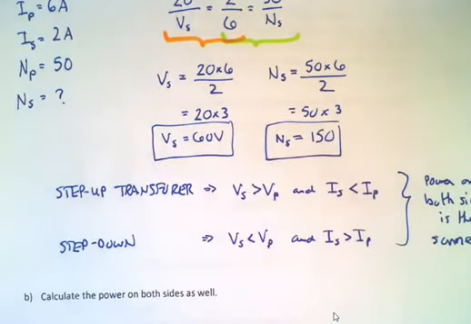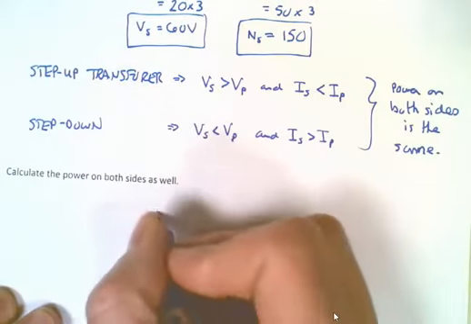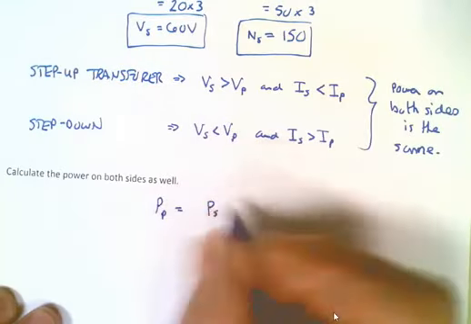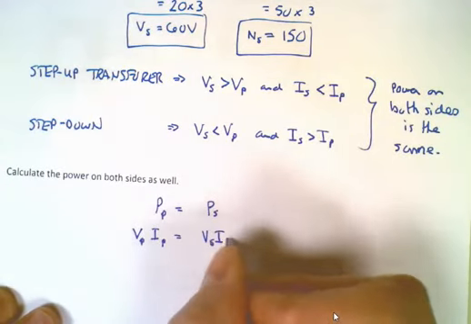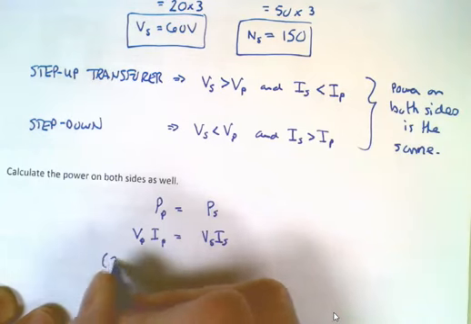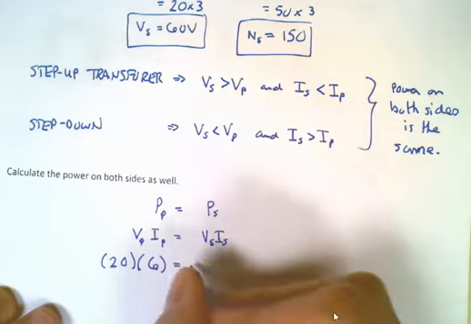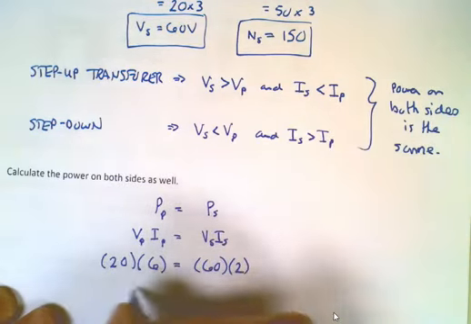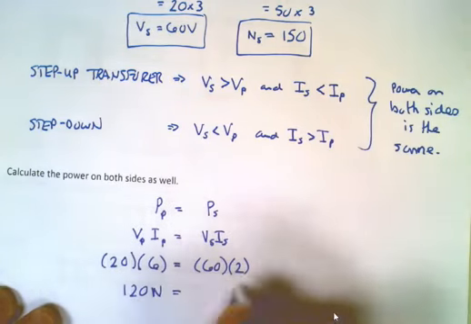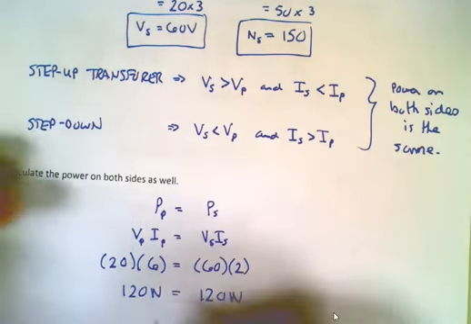Calculate the power on both sides. Well, to double check that this is correct, we know that the power on both sides better be the same. So on the primary side and on the secondary side, we had VP was 20, IP was 6, VS was 60, IS was 2. 20 times 6 is 120 watts of power. 60 times 2 is 120 watts, joules per second. These are the same.